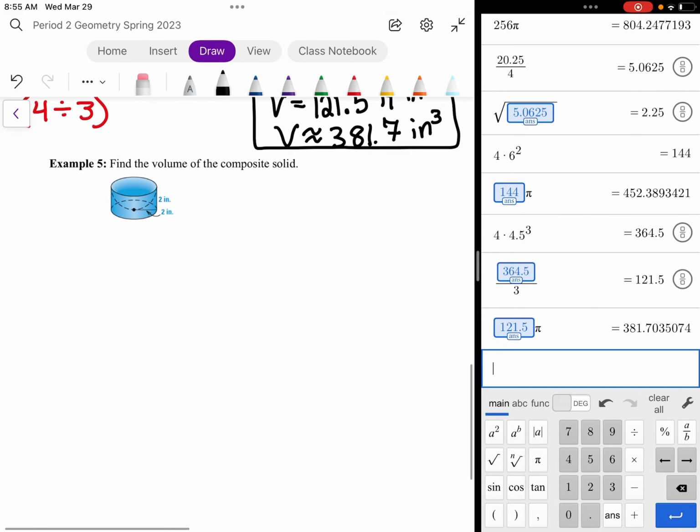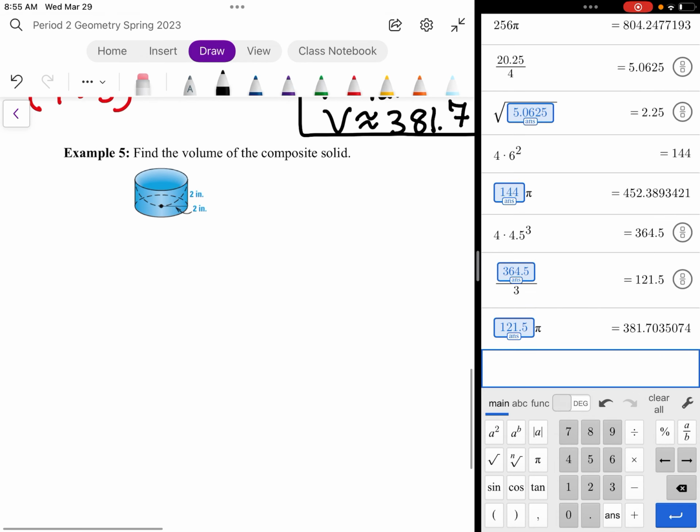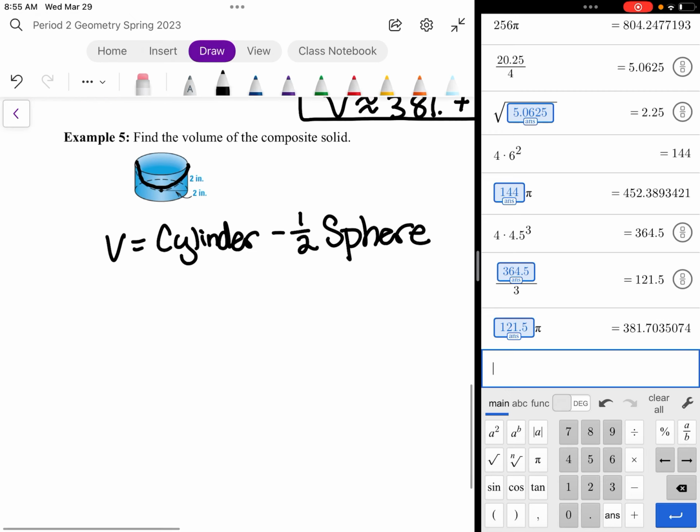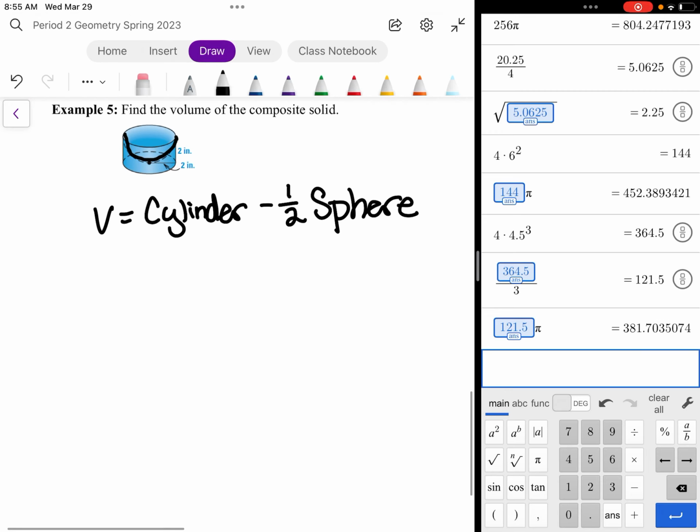All right, then our last example for today, they want us to find the volume of the composite solid. So if we look, the outside shape is a cylinder. So that's what we're going to start with. And then there's like a sphere cut out, except it's not a full sphere because this full sphere would go up on the top too. So it's going to be half of a sphere. So we're going to have to find the volume of the cylinder, and then we're going to have to find half of the volume of a sphere. So we're just going to multiply it by 1/2.